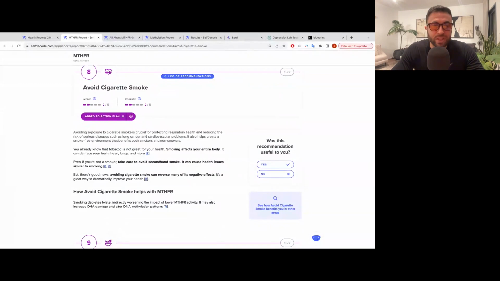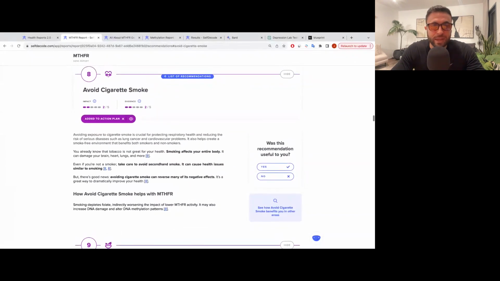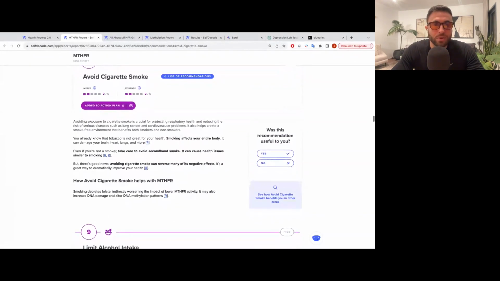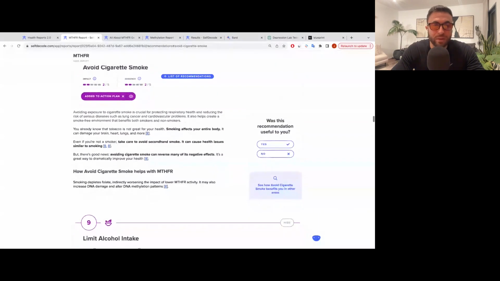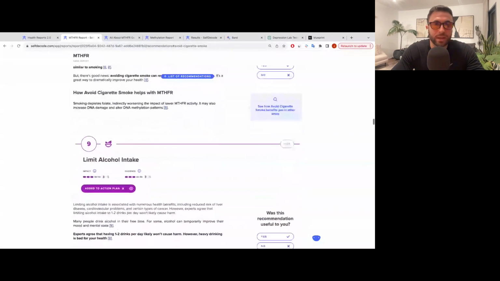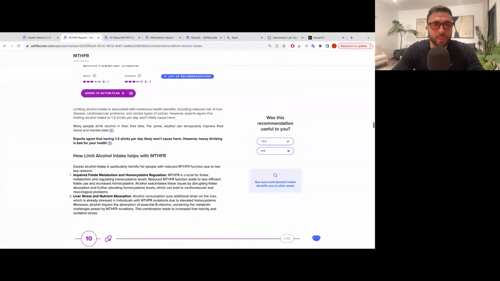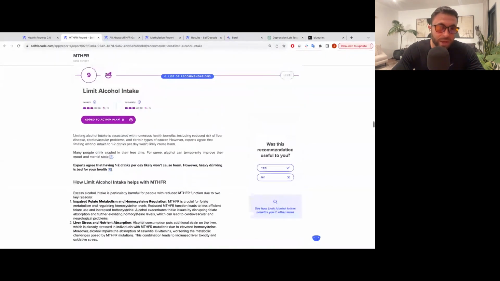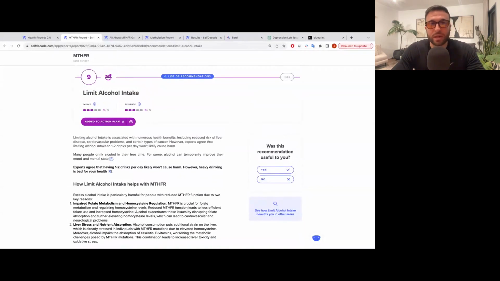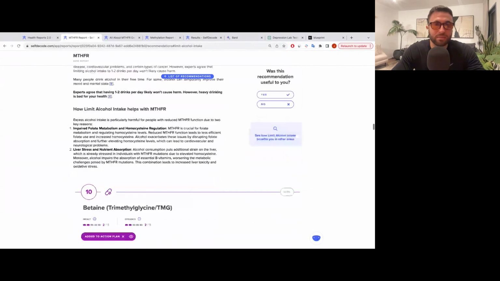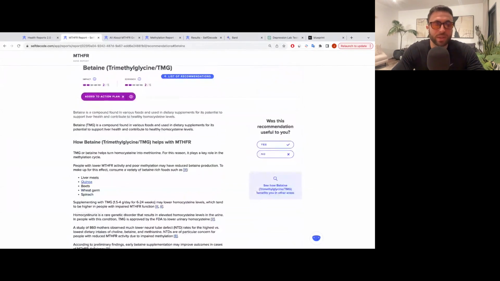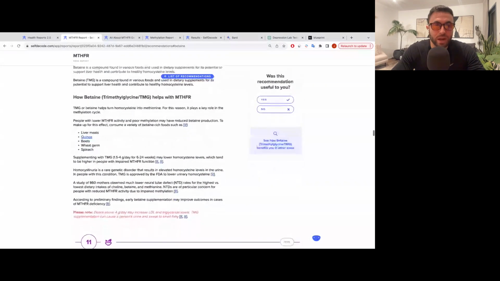Next up, avoid cigarette smoke. I don't think I need to convince anybody here, but just so people know, cigarettes deplete folate directly, so it could worsen having lower MTHFR function. Alcohol depletes folate as well. So if your folate pathway is not very good with MTHFR, you need to make sure you're getting enough folate, and things like alcohol and smoking will place a burden on your folate.